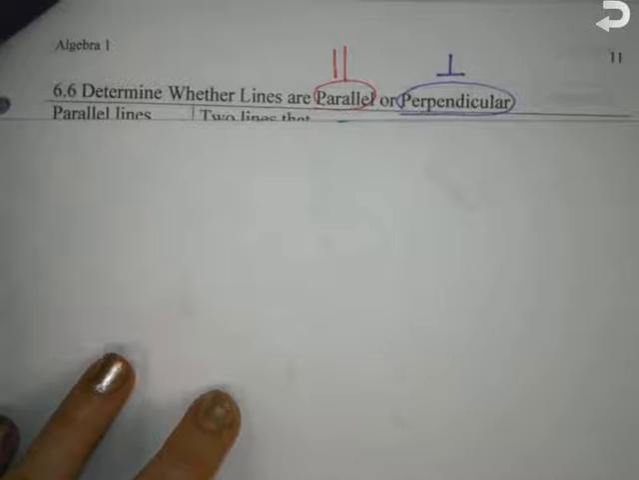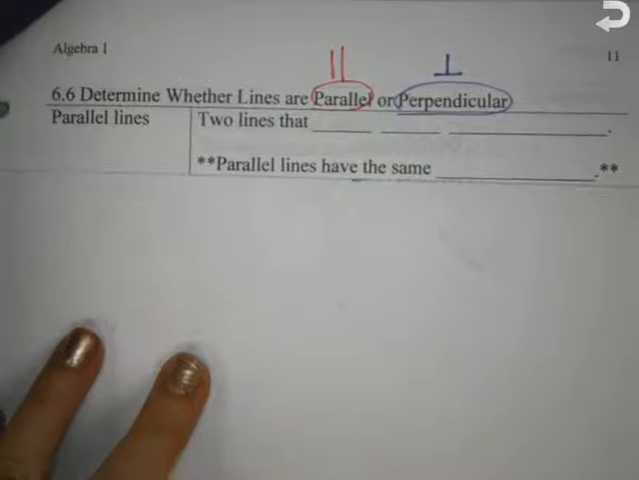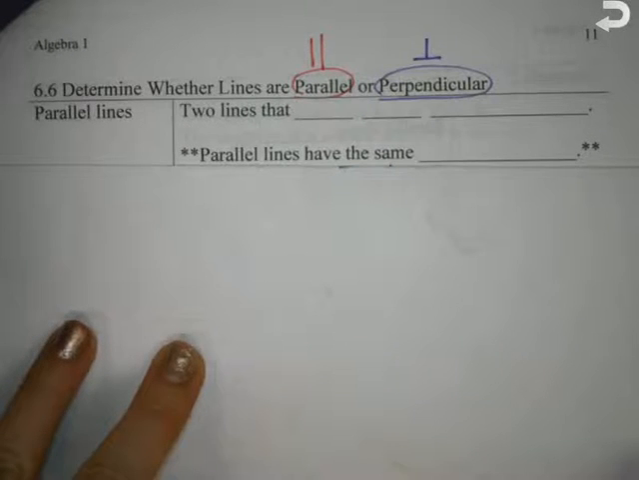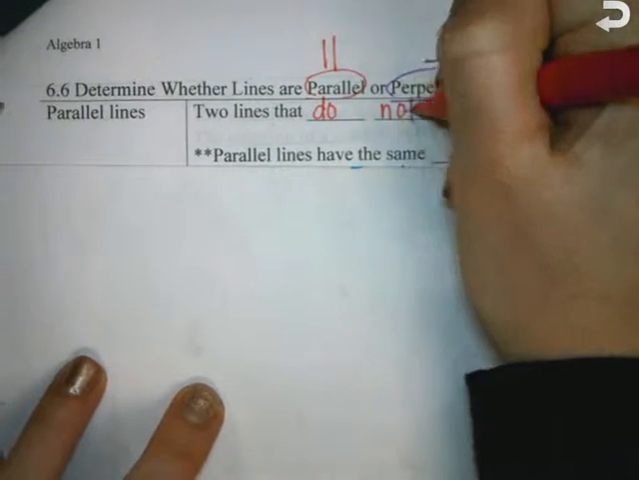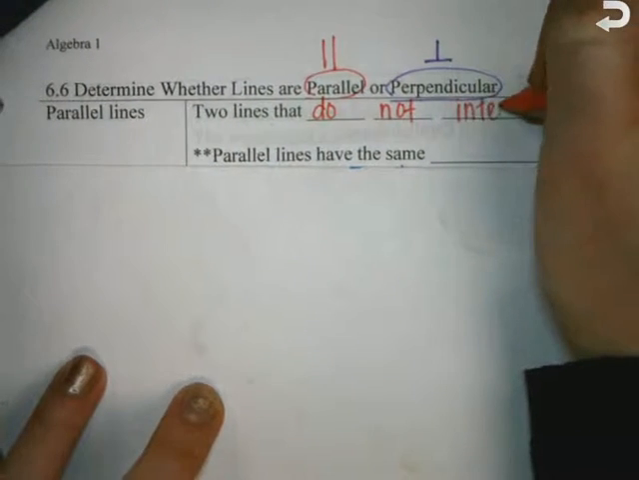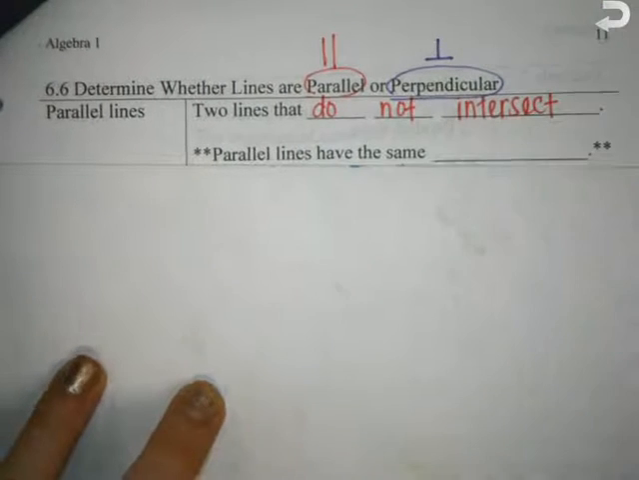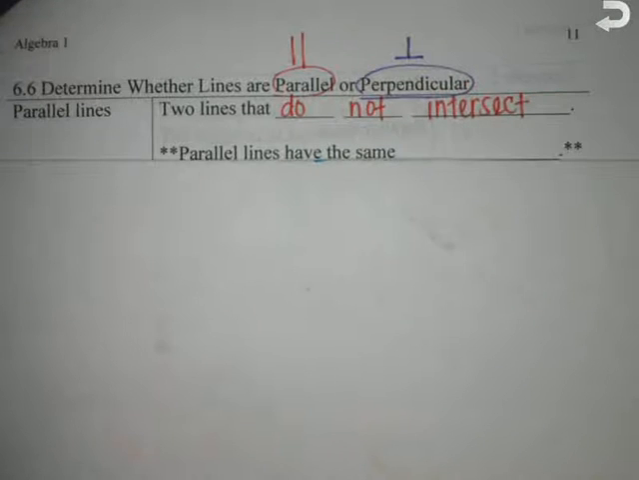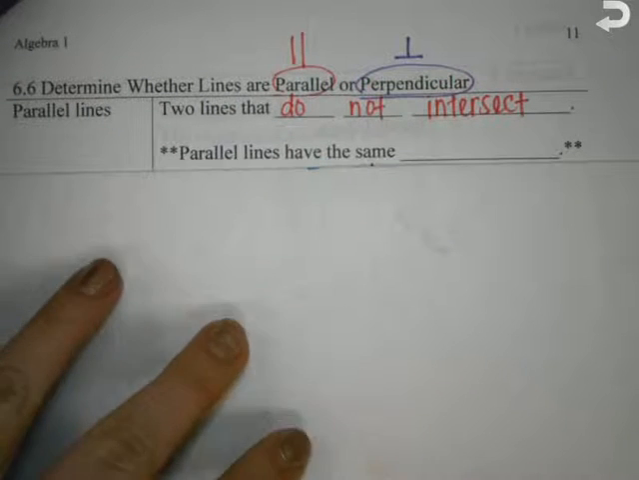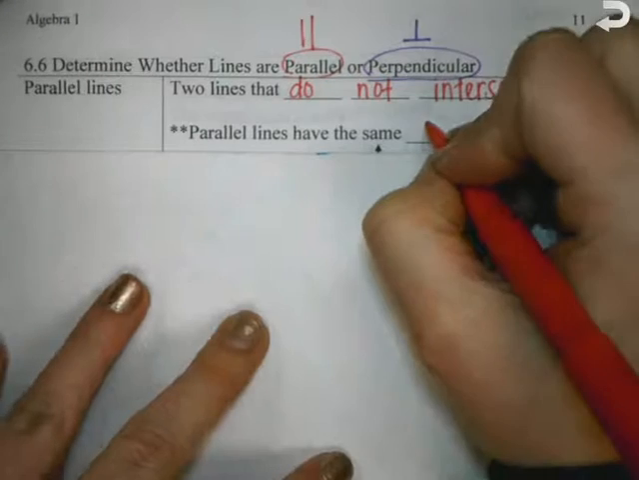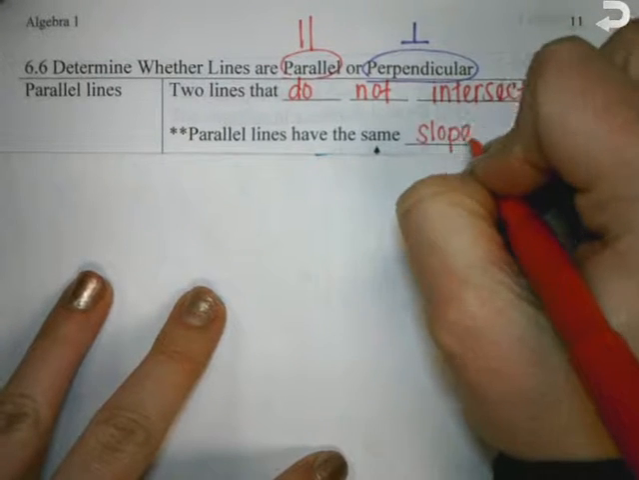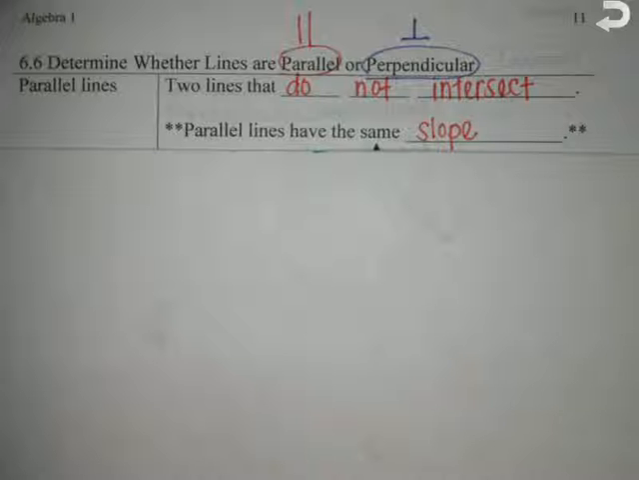Okay, so parallel lines. Parallel lines are two lines that do not intersect. Intersect means they cross. So parallel lines are two lines that never ever cross, ever. So that tells us something about their slope. Parallel lines have the same slope because the two lines are growing at the exact same speed. So they will never ever intersect each other.